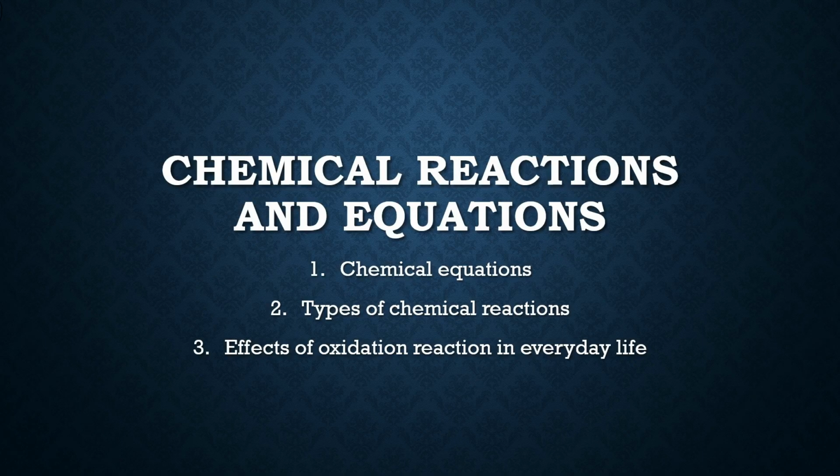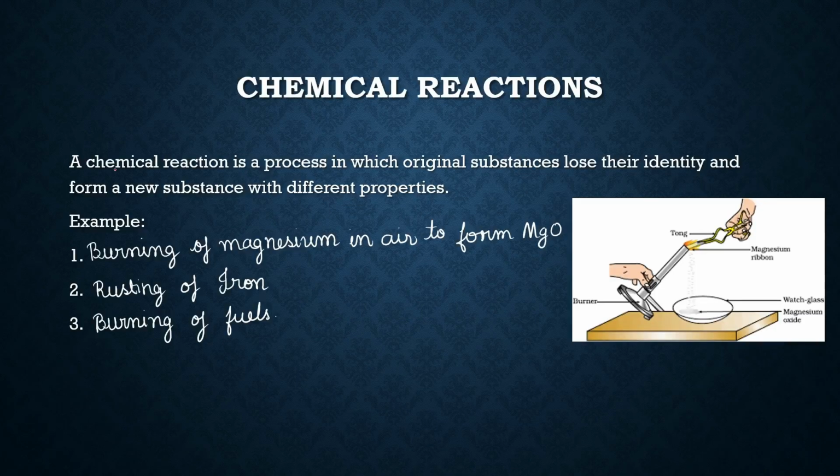Hello everyone, let's study Chemistry Class 10th, first chapter, Chemical Reactions and Equations. I'll be doing this whole chapter in three parts. In part 1, we shall study chemical equations, where we'll discuss how to write balanced chemical equations. In part 2, we shall study types of chemical reactions, and in part 3, we shall study effects of oxidation reactions in everyday life.